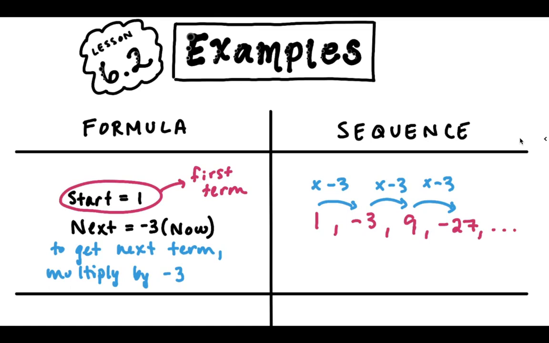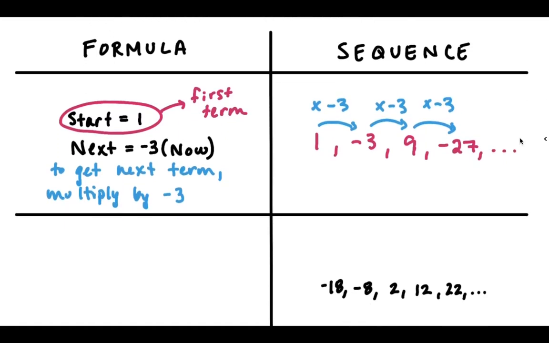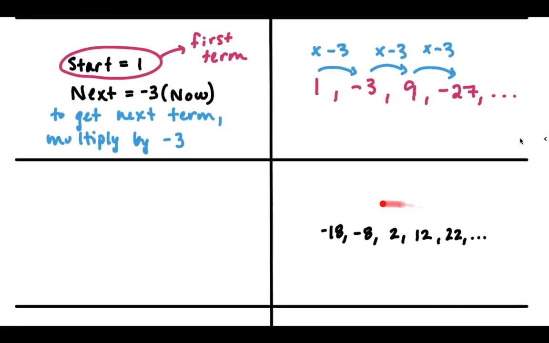So there we started with our formula and we used it to generate the sequence. And our steps were writing down the first term from our formula. Then we basically interpreted our rule. We said in our own words what that rule meant. And then we applied the rule over and over again to get each next term. Okay, now let's look at one where we start with the sequence and we use it to come up with a formula.